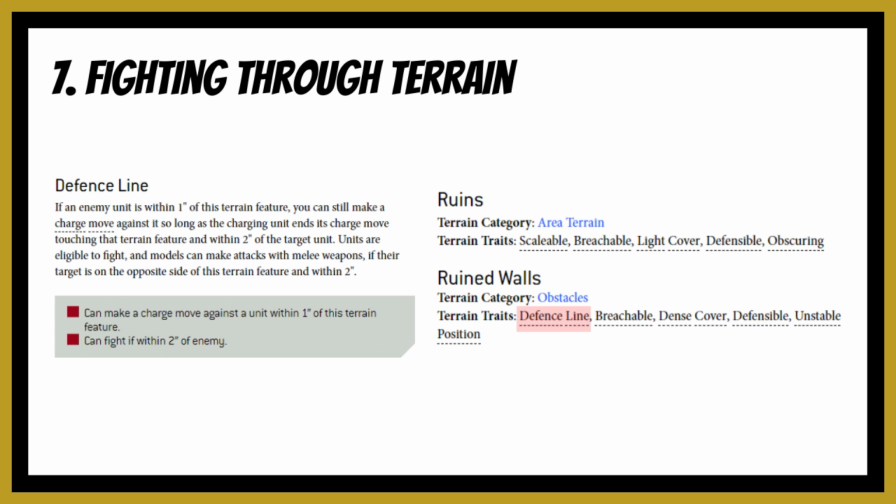Now notice that the terrain feature ruins does not have the defense line trait, it's only the ruined walls. So with this one, always agree with your opponent before the actual game begins which are ruins and which ones are ruined walls, because it makes a difference because of your light cover or your dense cover, especially the obscuring terrain trait. That could be a massive factor in the actual game.